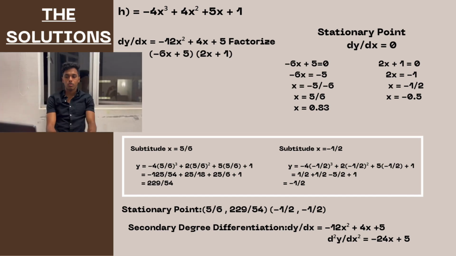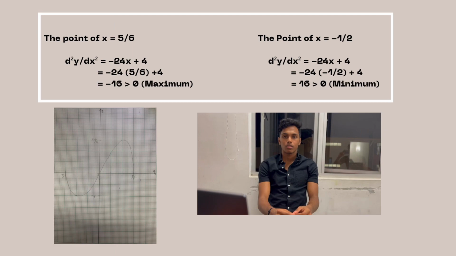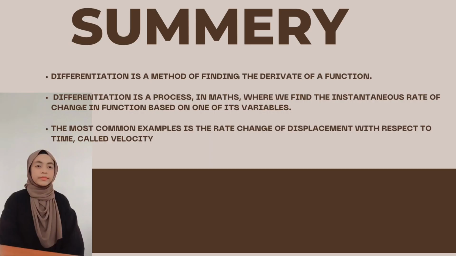Now we can substitute the value of x1, that is 5 over 6, into the equation of second degree differentiation, that is negative 24x plus 5. So we'll be getting negative 6, which is smaller than 0. Then x2 equals negative 1 over 2. When we substitute the value into the equation, we'll be getting 16, which is bigger than 0. So this is how our graph looks like.